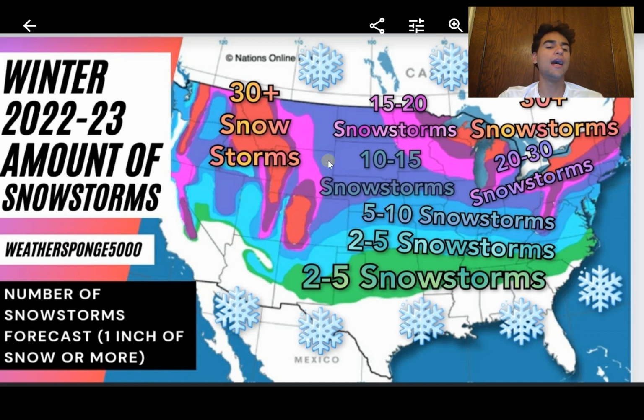And keep in mind what I mean by a snowstorm. I'm pretty much defining a snowstorm as a snow event where you receive 1 inch of snow or more within a day. A lot of people might not consider that a snowstorm, especially if you live in the higher elevations, but 1 inch of snow certainly could cause major issues and still could cause havoc on the roadway. So even 1 inch of snow is definitely something to be aware of.